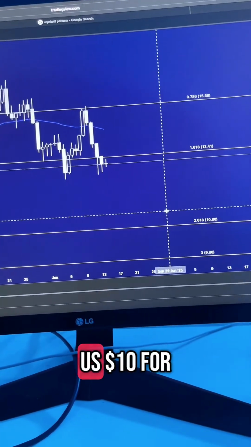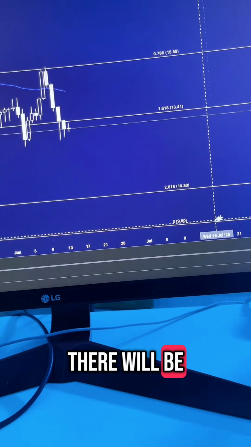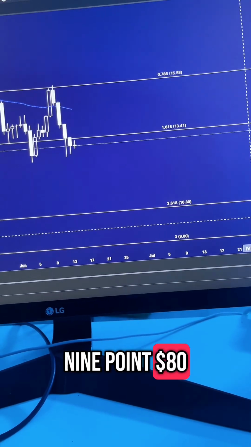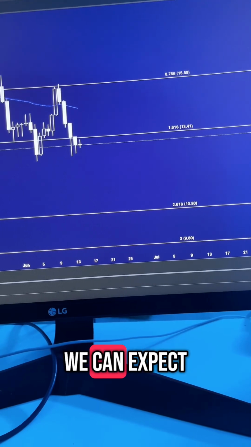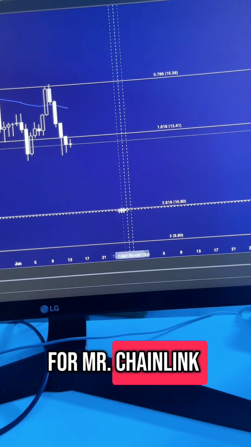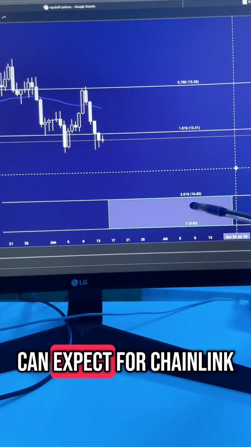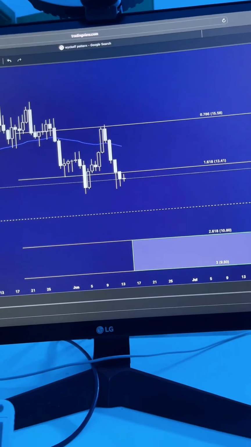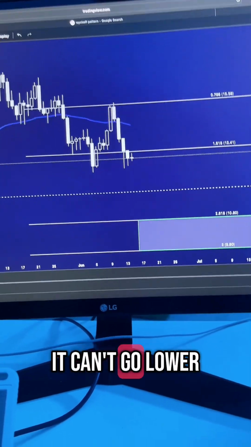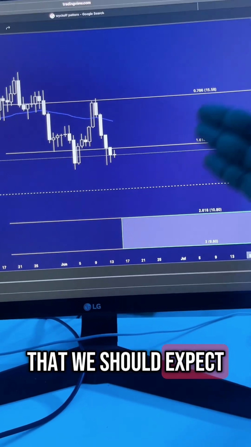So it gives us $10 for Chainlink to the 3 fib right there will be $9.80. So that's the lowest. This zone now becomes the lowest we can expect for Chainlink. So this zone right here, that's the lowest we can expect for Chainlink. It does not mean that Chainlink can't go lower. I always say this. It does not mean it can't go lower. It just means that it's the lowest the chart is telling us that we should expect.